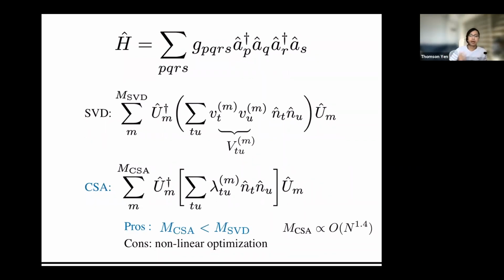And we know numerically that M_CSA scales with roughly n to the 1.4, somewhat better than the SVD method. Now, the problem of the CSA method is that the SVD trick doesn't work. SVD tells you deterministically what kind of coefficients you have and what kind of unitaries you need to use. But when you're going for the CSA decomposition, you no longer have a known solution. So you have to resort to a nonlinear optimization where you vary lambda and the unitaries.